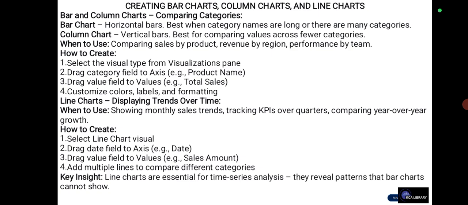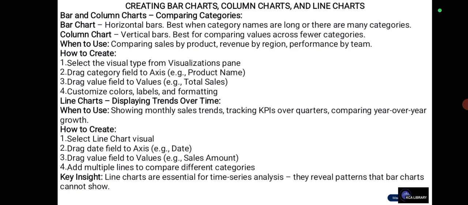So let's look at how to create it. One, select the visual type from the visualization pane. Then drag the category field to axis. All right. Then drag the value field to values. Then customize colors, labels, and formatting. That's how to create it.